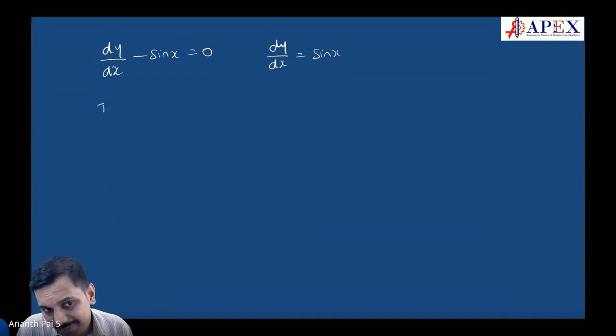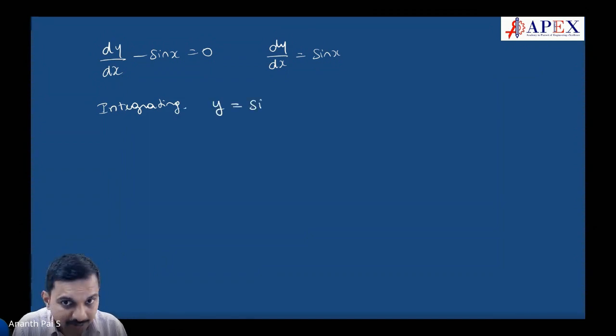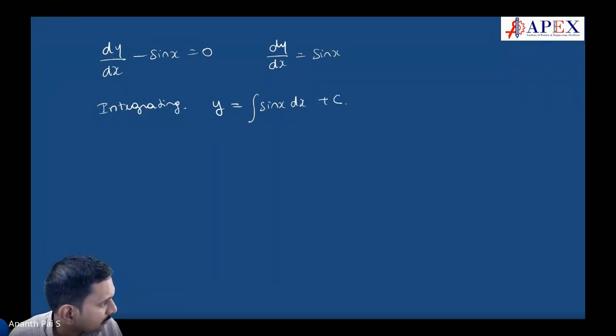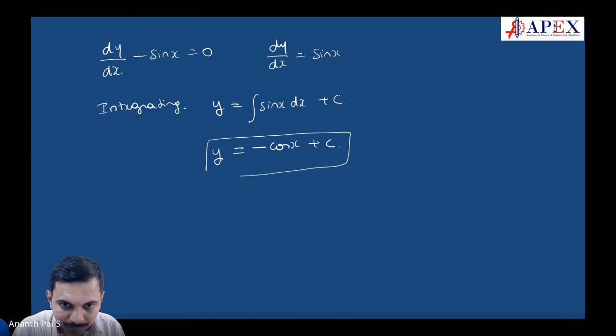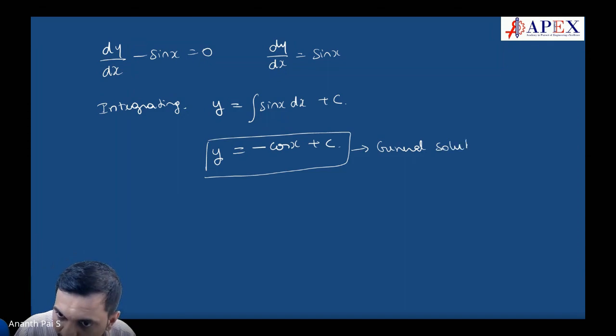So integrating, what do you get? You get y is equal to the integration of sin x dx plus a constant, correct? What is the integration of sin x? Minus cos x. So you will get y is equal to minus cos x plus a constant. Now this way, when I put it, it is called the general solution. Why is it called a general solution?